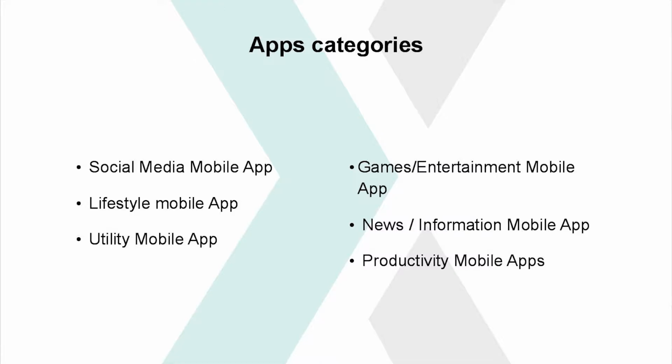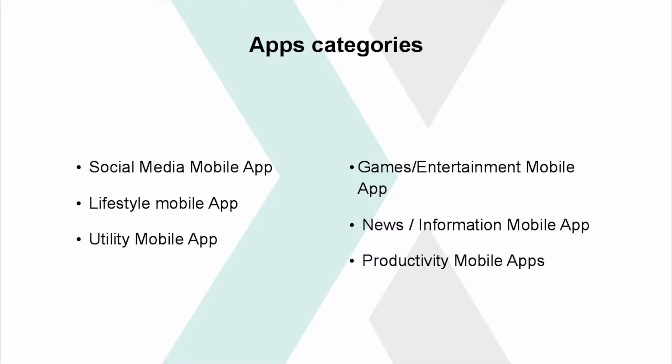The third one is a utility mobile app. It's something that we are using from time to time, like a flashlight, a calculator, or, for example, a calendar. From the technical point of view, it depends on what we need. We can use push notifications, or maybe just the light which is included in your device.